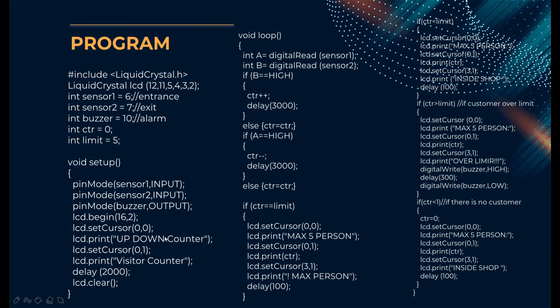And here we have set the display for the startup. It shows up down counter, and the second line will show the visitor counter. We have integers A and B to read the sensors, and we have a delay. We have set the alarm at this LCD to show maximum 5, and if the sensor detects 5 persons at the entrance, it should show max person.